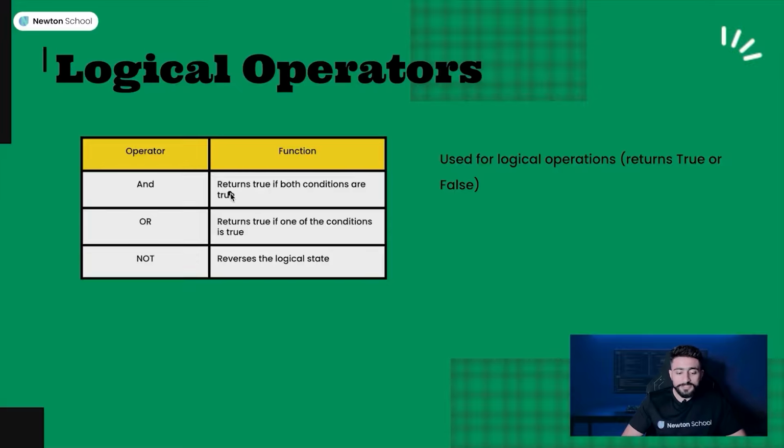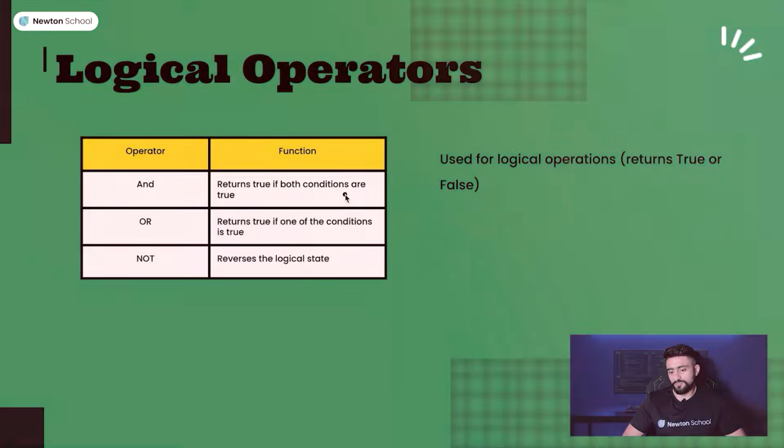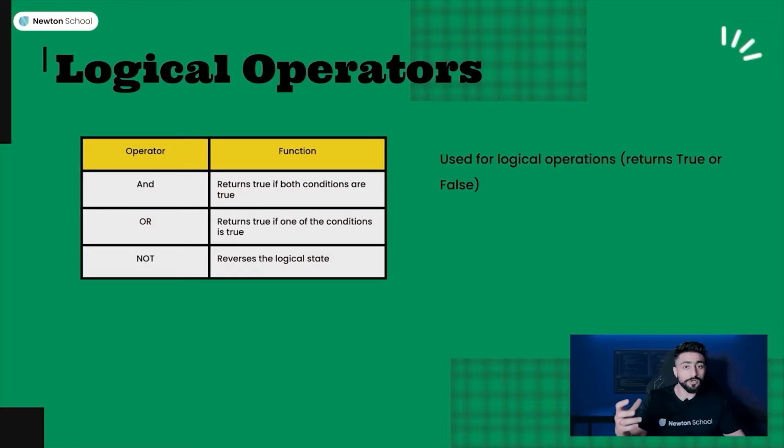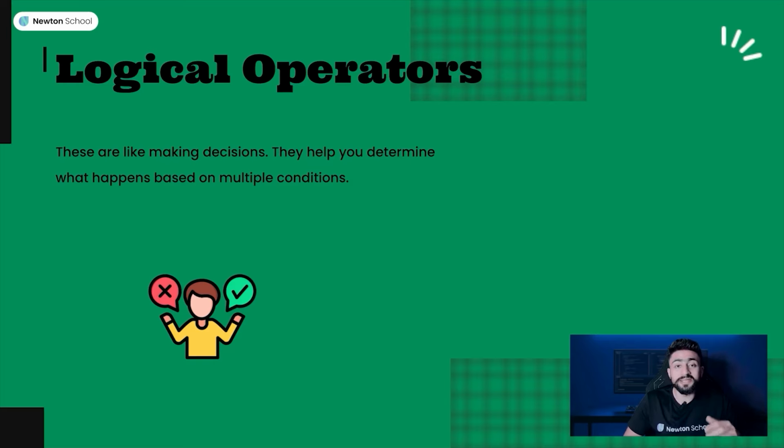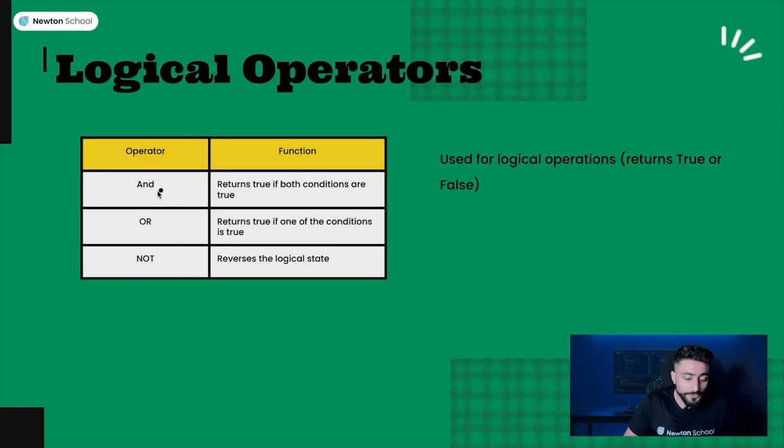So the AND operator returns true if both conditions are true. Logical operators also return true or false, just like the comparison operators, but they are helpful in making decisions. How? The AND operator returns true if both the conditions are true. If two conditions are given, only if both are true will it return true. OR will return true if any one of the conditions is true. And NOT is another logical operator which reverses the state. If it is true, it will make it false.